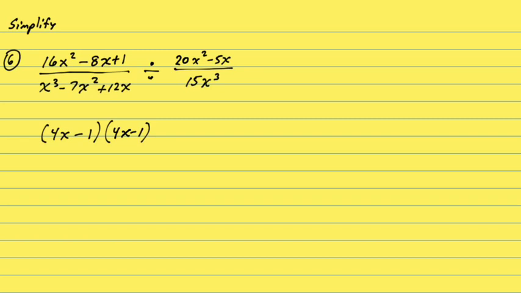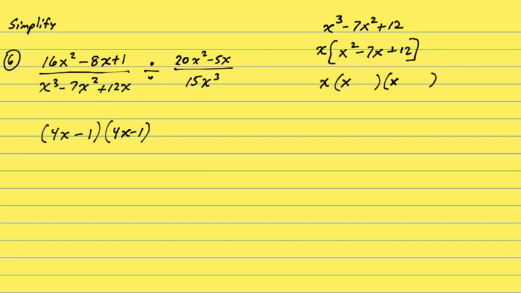On bottom, you have an x to the 3rd minus 7x to the 2nd plus 12x. Can you factor an x out of all those? That'd be x squared minus 7x plus 12. Are there factors of 12 that add to negative 7? Negative 4 and negative 3. So on bottom, I'm going to have x times x minus 4 times x minus 3. Because this is division, you're going to change it to multiplication and multiply by the reciprocal.